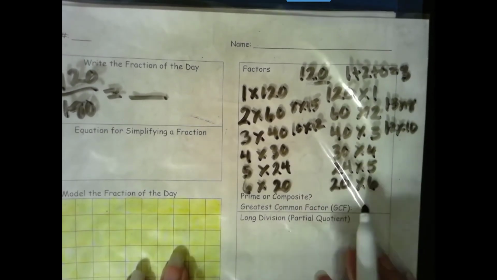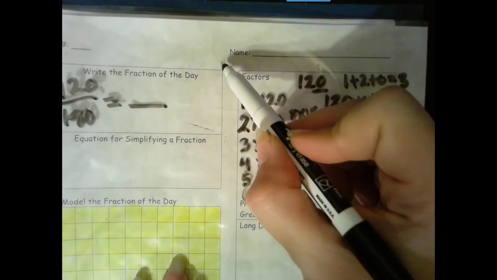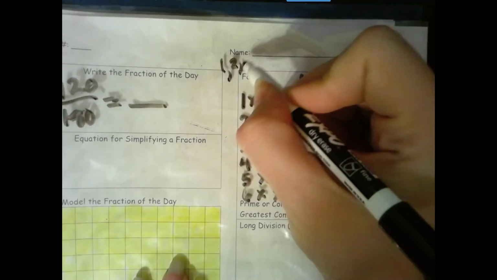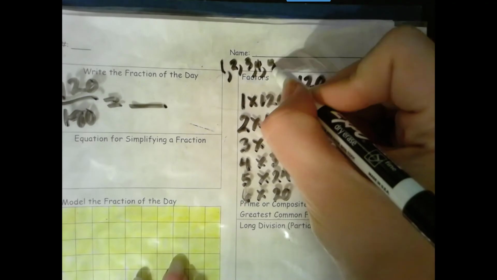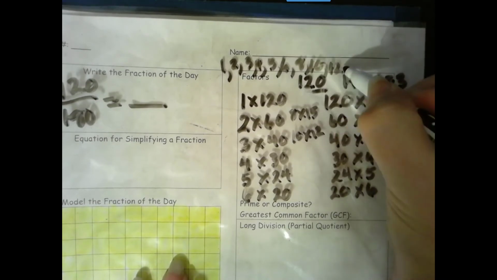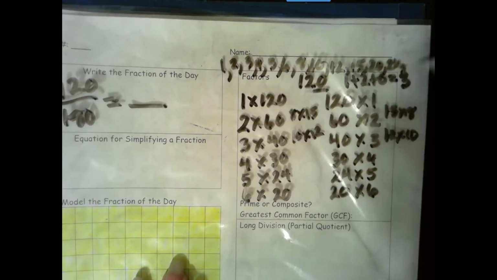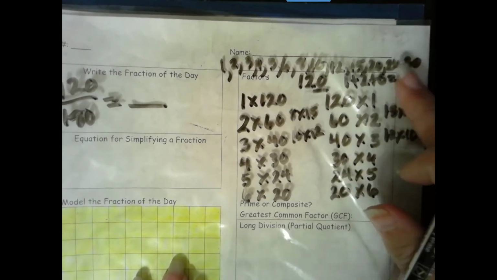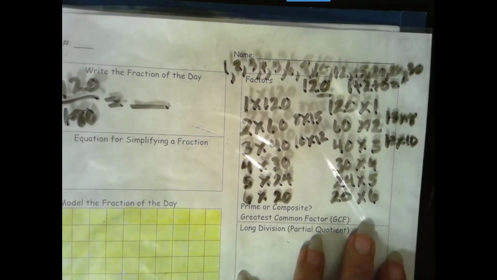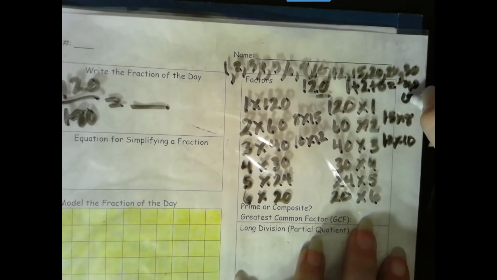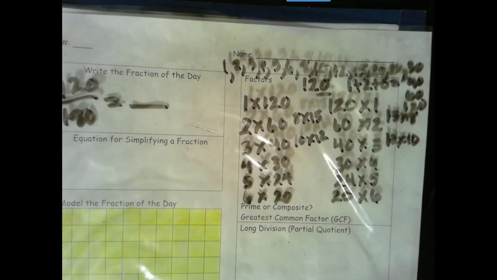Since I filled up my space down here, I'm going to write my factors up here. From least to greatest: 1, 2, 3, 4, 5, 6, 8, 10, 12, 15, 20, 24, 30, 40, 60, 120. So that's 2, 4, 6, 8, 10, 12, 14, 16 total factors. We definitely have more than 2 factors, so it is composite.